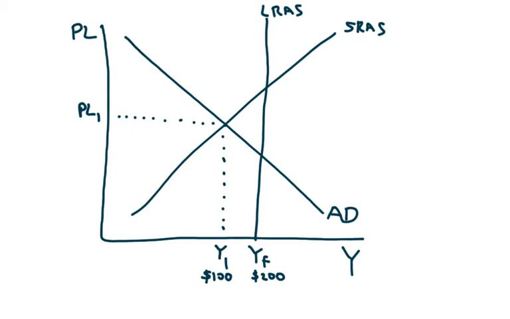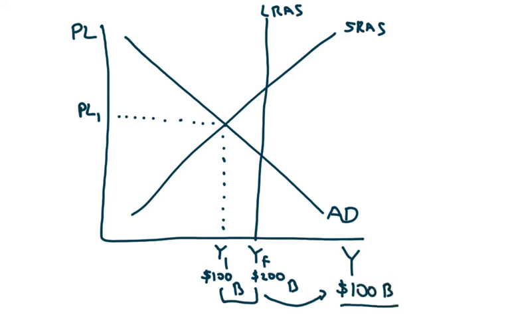Now, what I've done this time, though, is I've given these two, the Y's, a number value. So we're going to say these are in billions, 100 billion and 200 billion dollars. And so we see that there's an output gap. We actually can calculate the value of it. The value of the gap is the difference. So the gap's value is 100 billion.